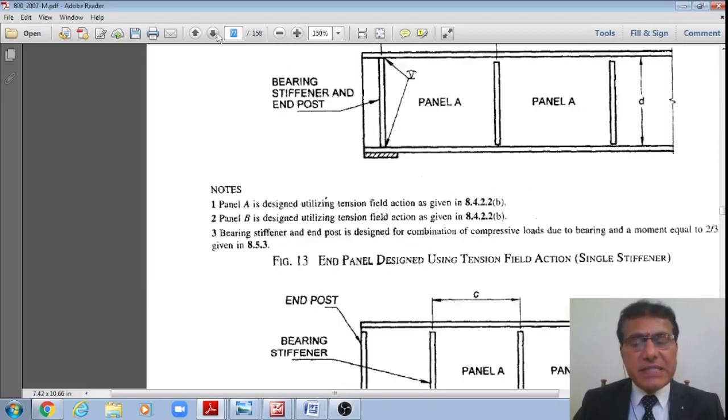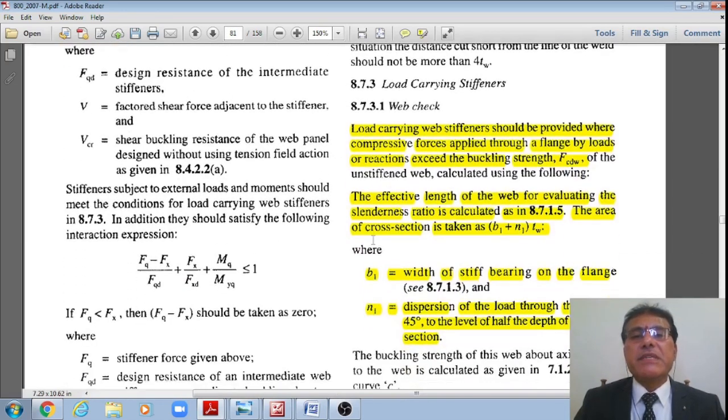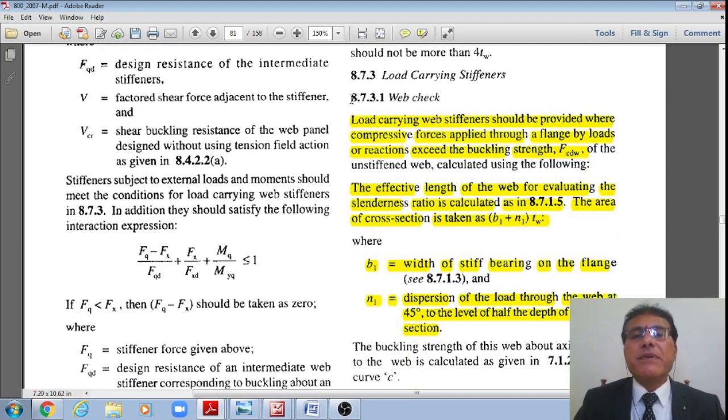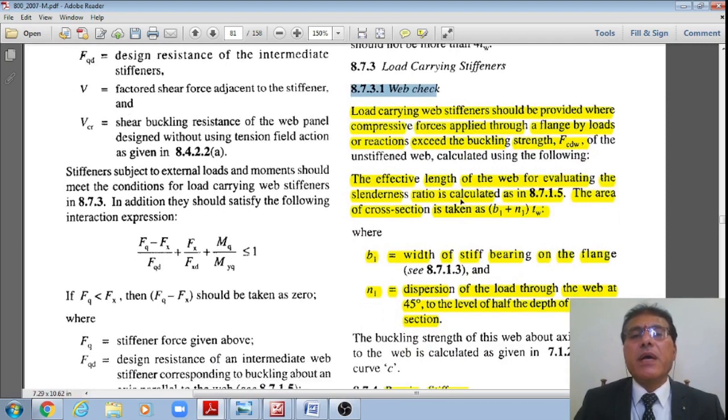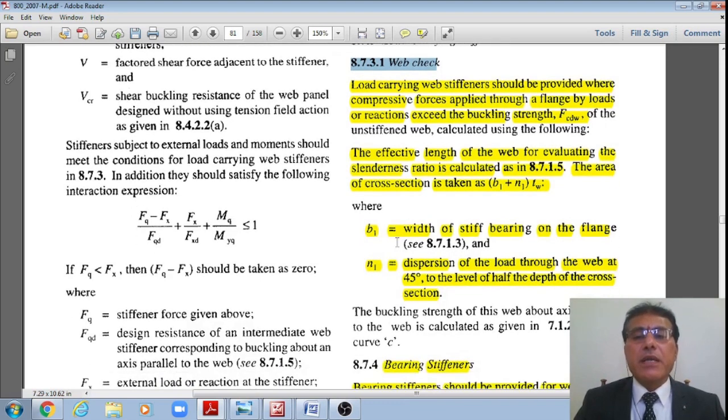This is page number 67, student, right? As per clause 8.7.3.1, the check for the web buckling criteria should be done. However, here it is not required, therefore I am skipping it. I'll illustrate this in the next problem, right?